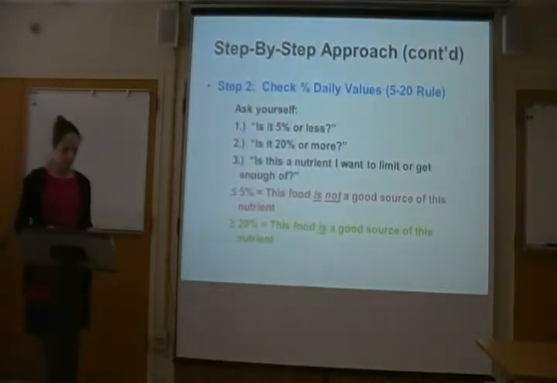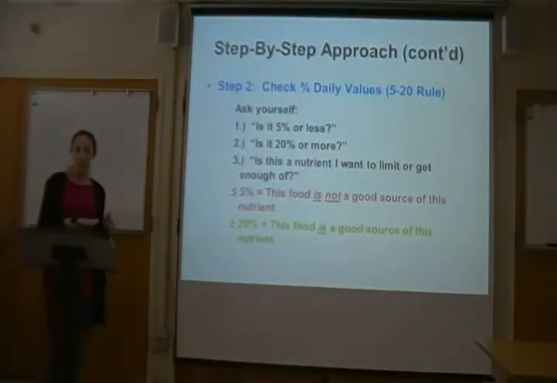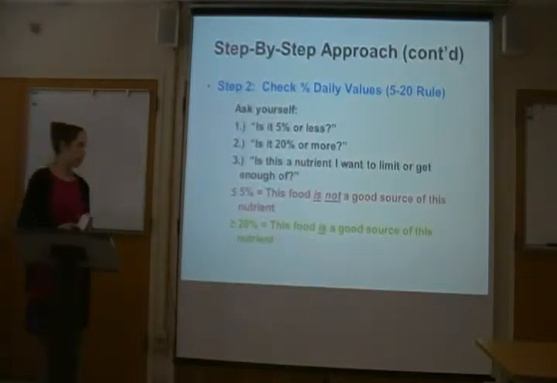So step number two, at this point, is where you're going to check the percent daily values. I call it the 5-20 rule. It's what you're going to want to look for. Ask yourself, does this food item contain 5% or less DV of the nutrient? Does it contain 20% or more DV? And is this nutrient something that I want to limit or that I want to ensure me and my family are getting enough of?